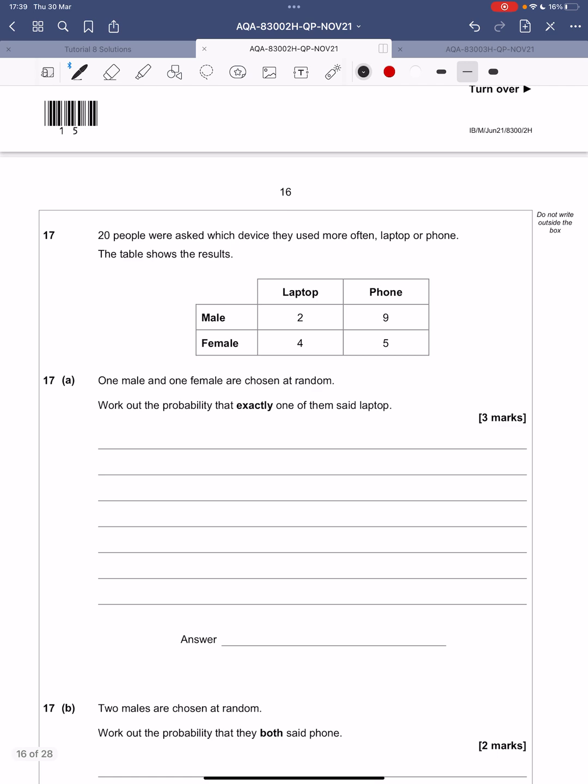Number 17. 20 people were asked which device they use more often, laptop or phone, and here are the results. One male and one female are chosen at random. Work out the probability that exactly one of them said laptop. So we've got 11 males in the survey, 9 females. Trying to think of a quick way of doing this. If you've got the male, you've got laptop, phone. If you've got females, you've got laptop and phone.